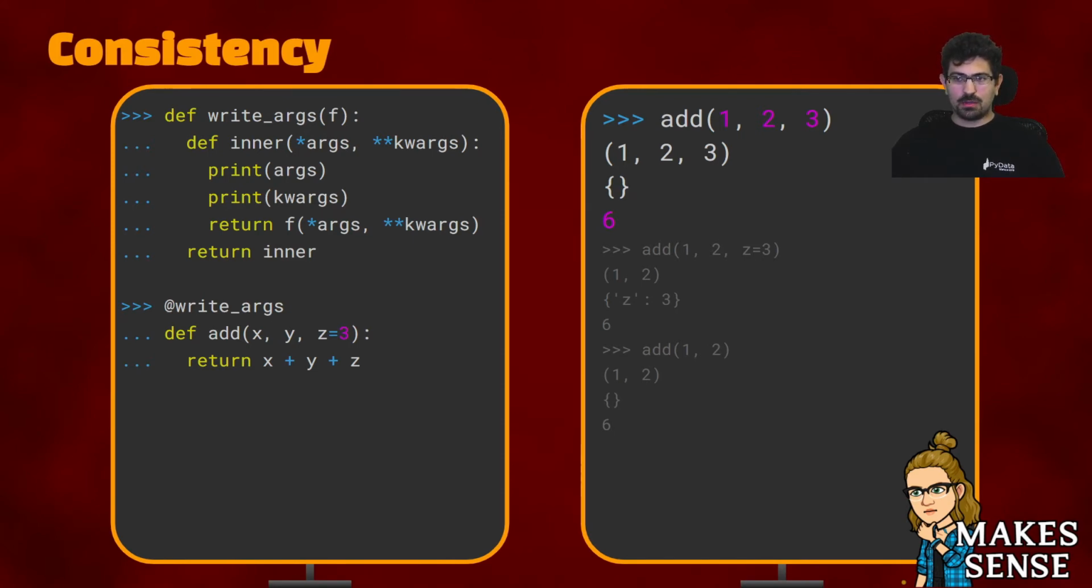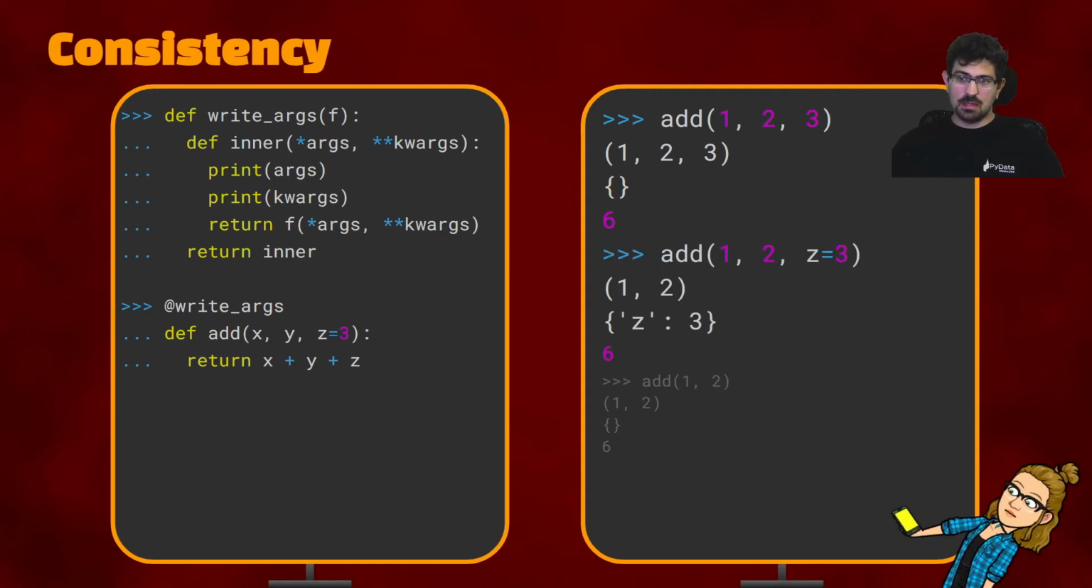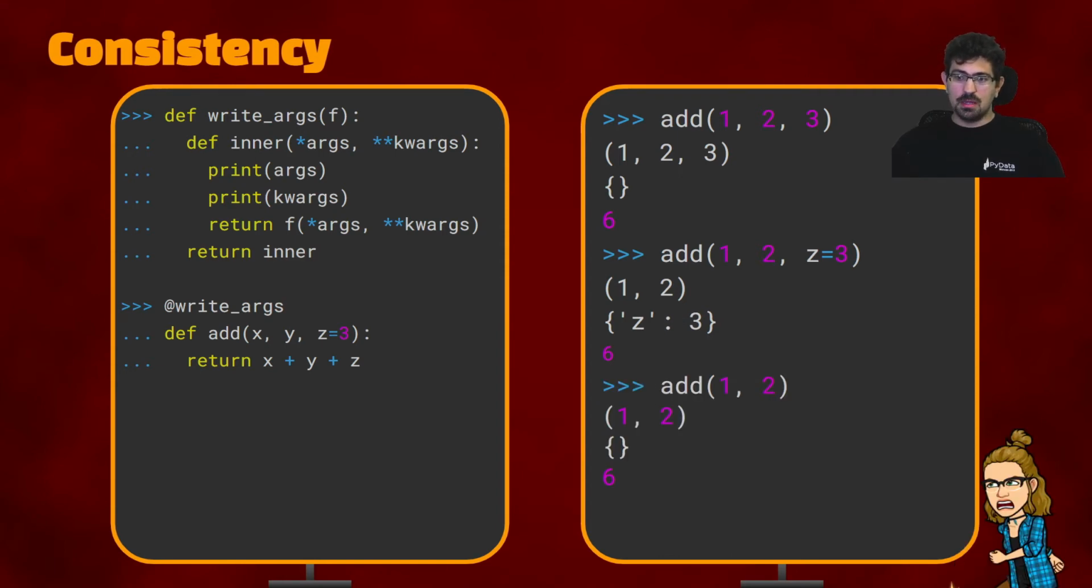So now we say add of 1, 2, 3 and write args writes 1, 2, 3, the arguments, and an empty dict for the kwargs. What if we say add of 1, 2, and z equals 3? Well, now it says 1 and 2 as the args, and the dictionary of z, which equals 3, in the kwargs. And eventually, add of 1 and 2 gives us the same answer because z has a default value.